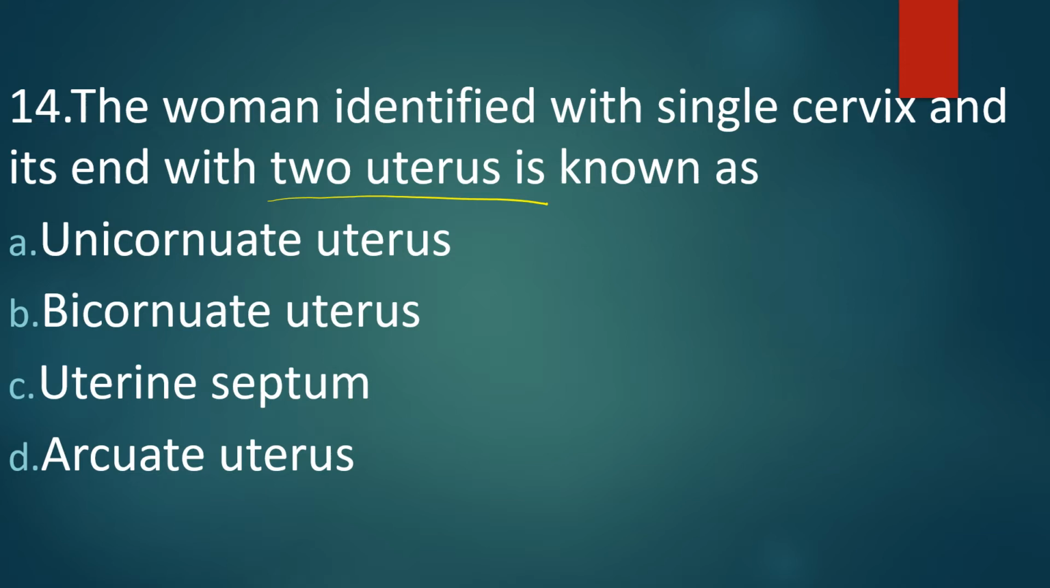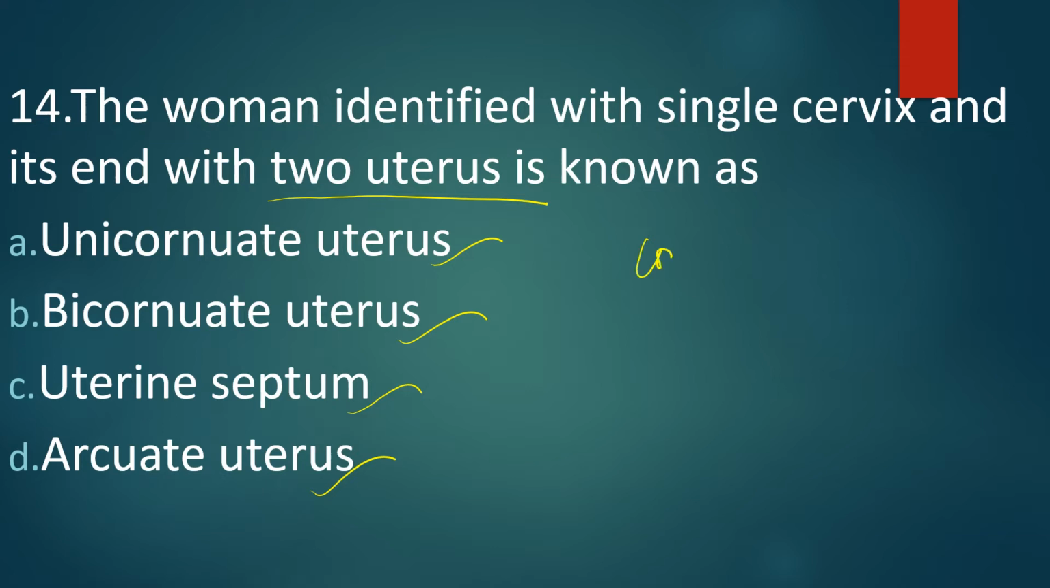So, what do you mean? Okay, let me list down the options. The first is unicornuate uterus. Option B, bicornuate uterus. Option C, uterine septum. And option D, arcuate uterus. What would be the answer?